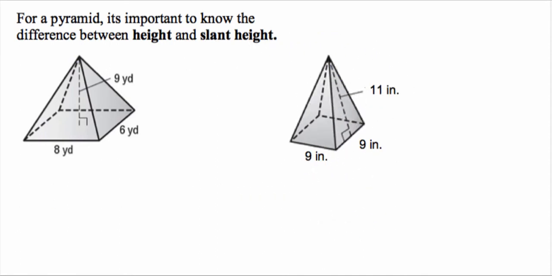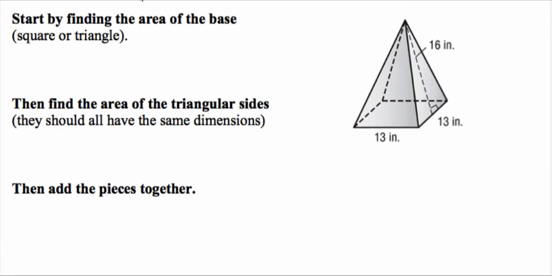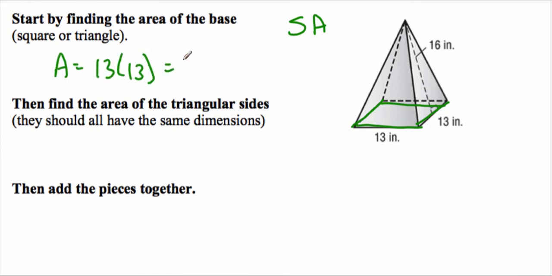Okay? So now let's put it to use. We're going to find the area of our base first. So we're trying to find surface area, but we start with our base. In this case, it is a square that's 13 by 13. So its area is 13 times 13, or 169 inches squared. First step.